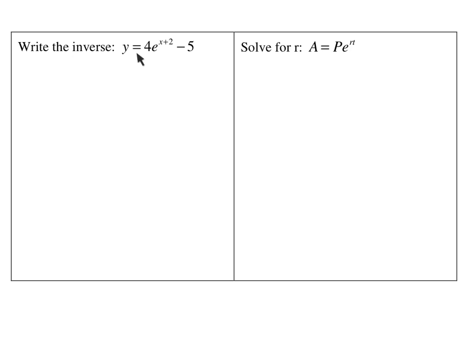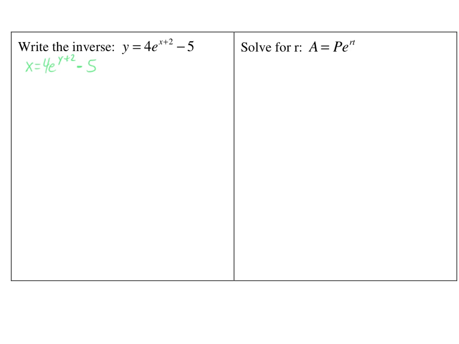In order to find the inverse of this exponential function, the first step is to switch x and y. So I'm going to take x and y and change them. That's going to be x instead of y equals 4e to the y plus 2 minus 5. So I switched x and y. Then, like all inverse problems, you now need to solve for y, so it's a function that you could graph, y equals.